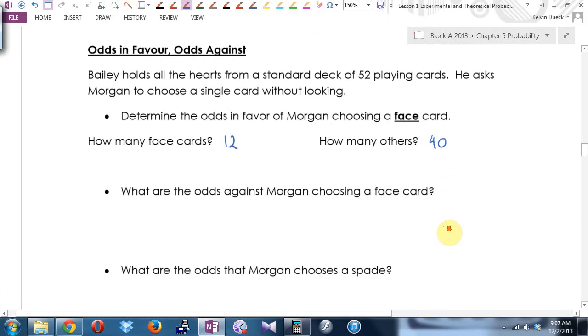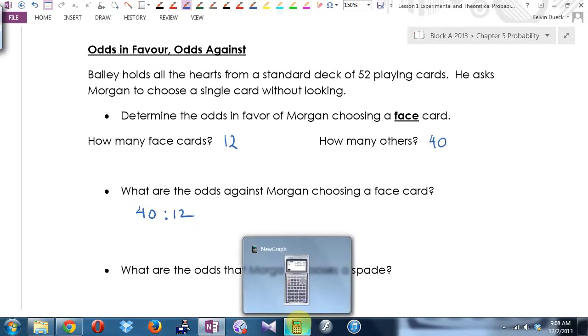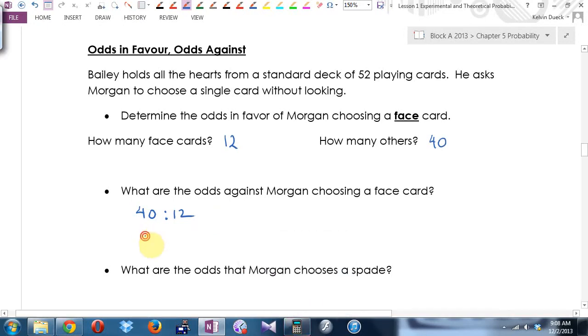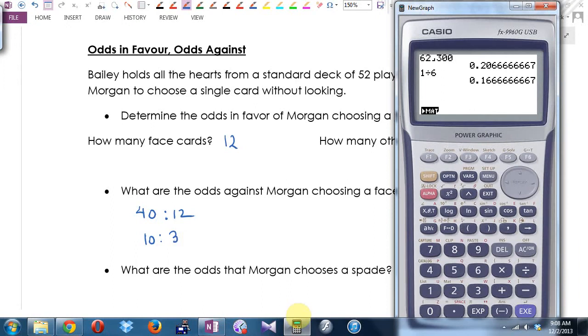What are the odds against choosing a face card? So the odds against, we would say this: 40 to 12. There's 40 ways for you to fail, only 12 ways for you to succeed. But odds we are going to reduce to lowest terms. If you're looking for a quick way, you can divide by 4. It's 10 to 3. I'd prefer you to be able to reduce a fraction because it's math 8, but if you're in a rush, 40 to 12 is 10 to 3.